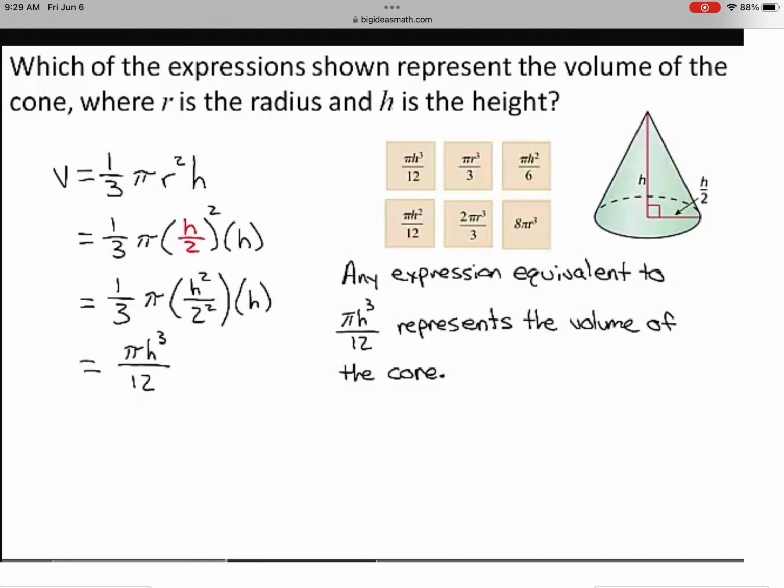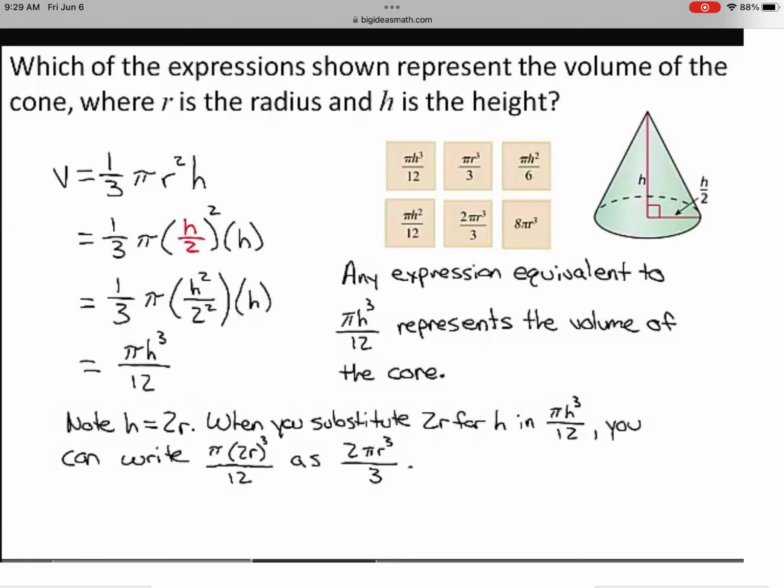So any expression equivalent to pi times h to the third power divided by 12 represents the volume of the cone. Note that h equals 2r. When you substitute 2r for h in pi times h to the third power divided by 12, you can write pi times the quantity 2r to the third power divided by 12 as 2 times pi times r to the third power divided by 3.